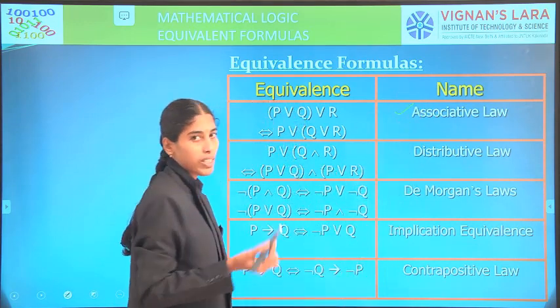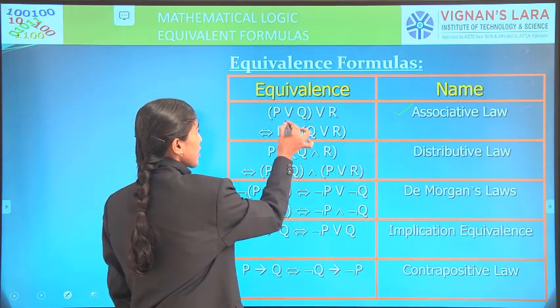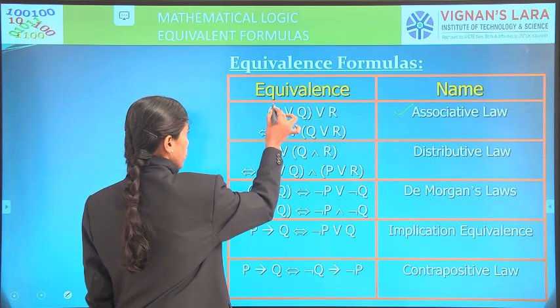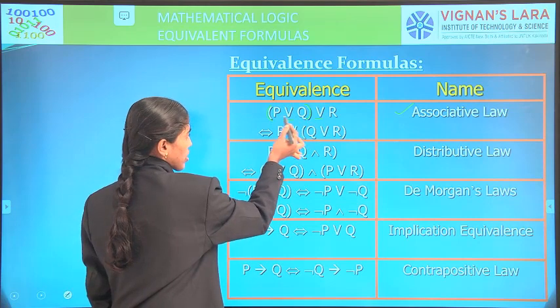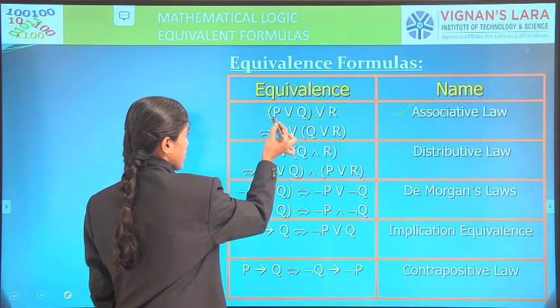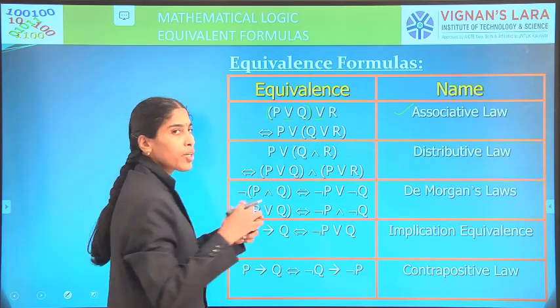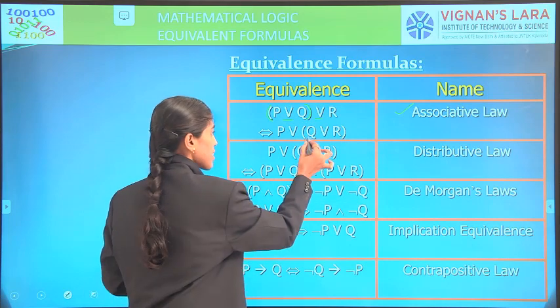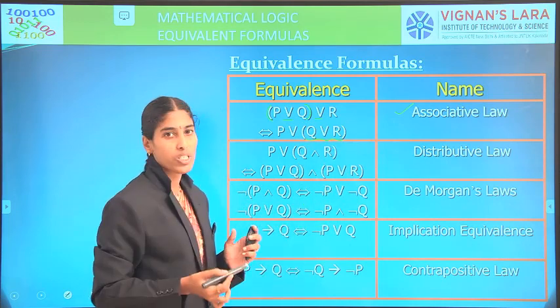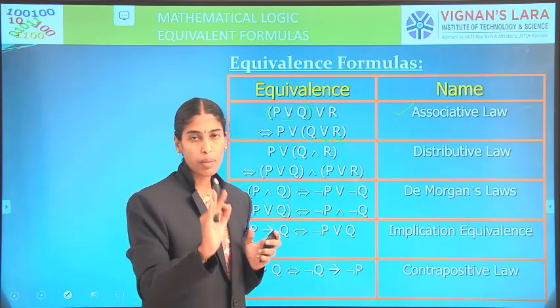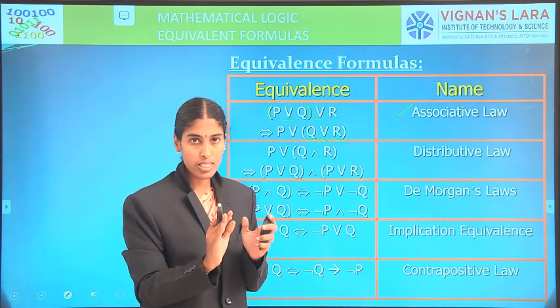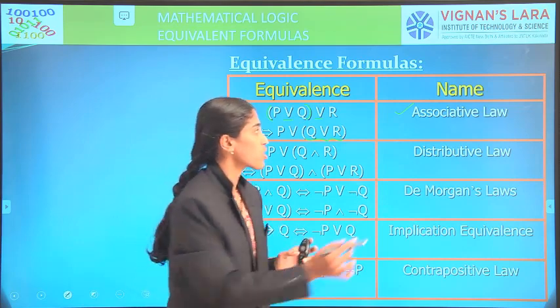When we apply the associative law, the symbol is the same. To change this bracket, here the bracket, otherwise parenthesis, is for the first set and second set. If we want to change the bracket for the second set and third set, we use the associative law. Associative law is applicable for three variables, and the symbols must be same. To change the brackets, we use the associative law.